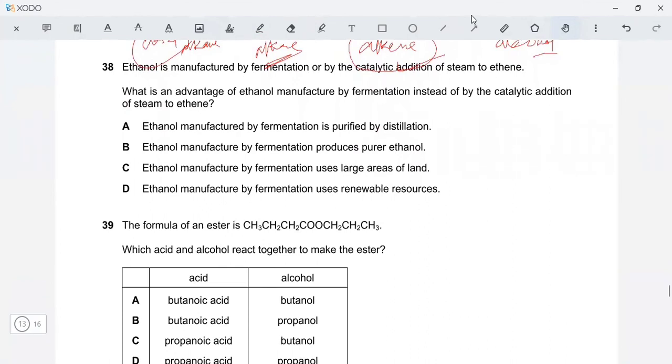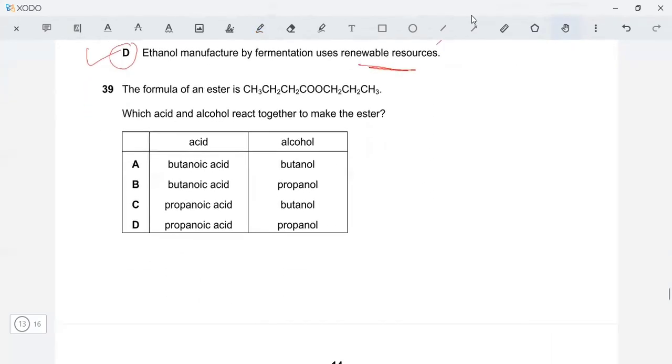38, ethanol is manufactured by fermentation or by catalytic addition of steam to ethene. Which is an advantage of ethanol manufactured by fermentation instead of by the catalytic addition of steam to ethene? So what is the correct statement? Ethanol manufactured by fermentation is purified by distillation. This is not correct. Ethanol manufactured by fermentation produces pure ethanol. This is also not. Ethanol manufactured by fermentation uses a large area of land. This is not. Ethanol manufactured by fermentation uses renewable resources. Yes, this will be the right answer. Okay, next, second last.